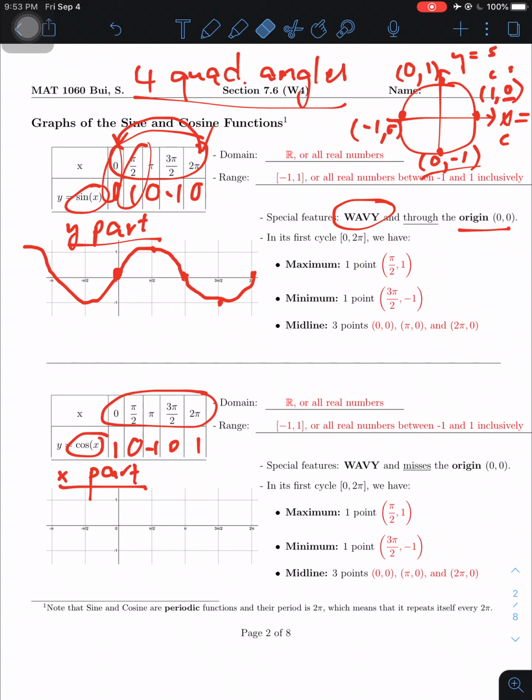And let me take out some part in here so that I can fill out the information that you want to see. So as for the maximum, we're going to have 1 point.